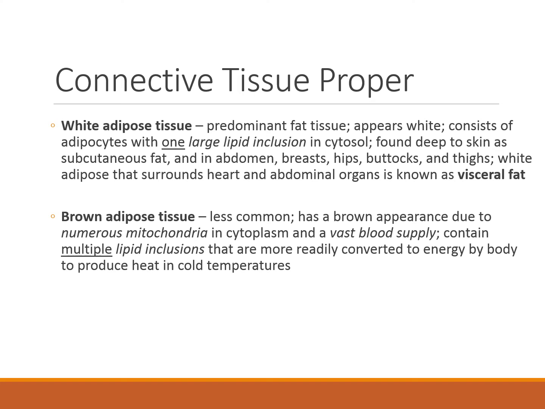This tissue is found deep to the skin, where it is called subcutaneous fat, but it is also found in the abdomen, the breasts, the hips, the buttocks, and the thighs. White adipose tissue that surrounds the heart and abdominal organs is called visceral fat. Visceral fat is very unhealthy. It can impair organ function and has been linked to increased insulin resistance and increased risk for heart attack and stroke.